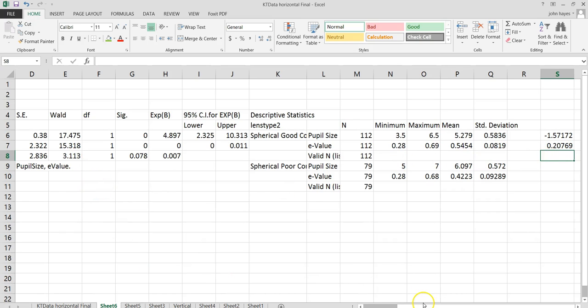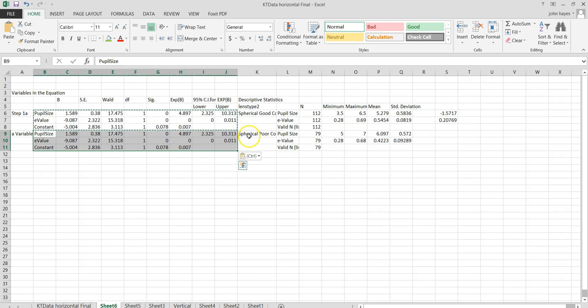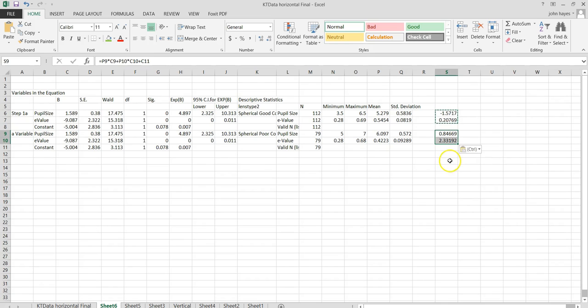And then let's just cheat and copy this. Copy down here. And now we're lined up again, so we'll just copy these two. Paste. And what we just did was we moved everything down one. And now the odds of being in the spherical poor control group are 2.3. So you can see that our model using pupil size and e-value shows an overall risk of 2.3 to be in the poor control and 0.2 to be in the good control.